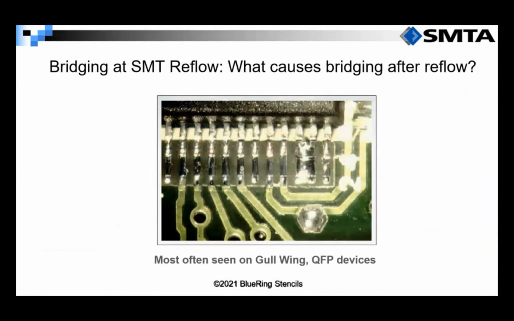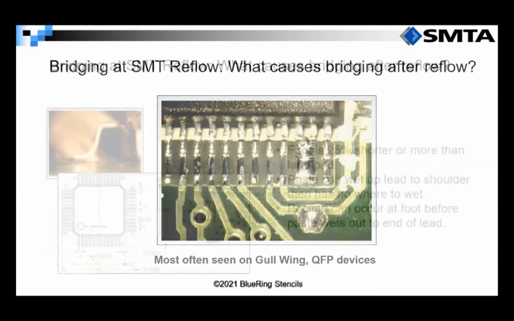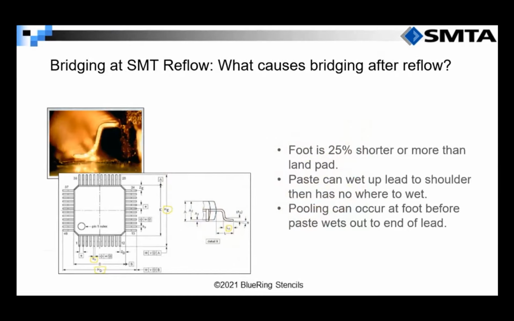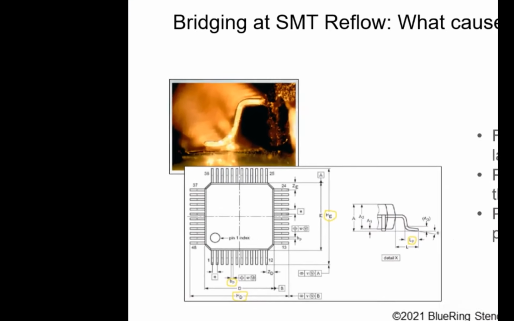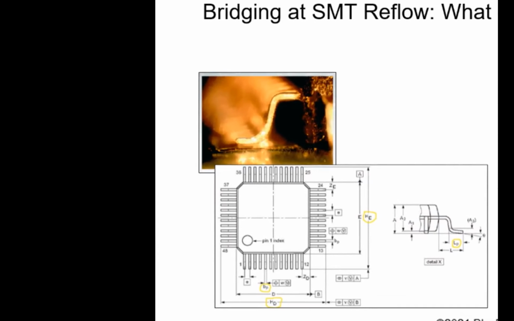Another challenge that comes up from time to time is bridging after reflow. In this case, the board is printed, passes SPI, then fails AOI post-reflow. What we think is happening when this occurs is that during reflow, the lead is exposed to the convective heat of the oven, causing solder just around the foot to wick up the lead.